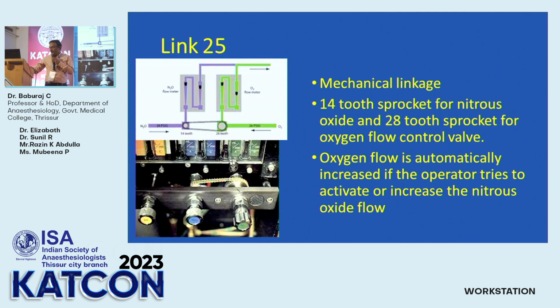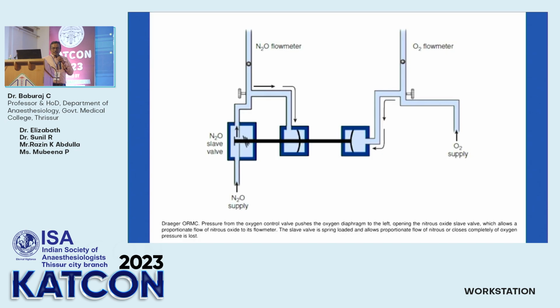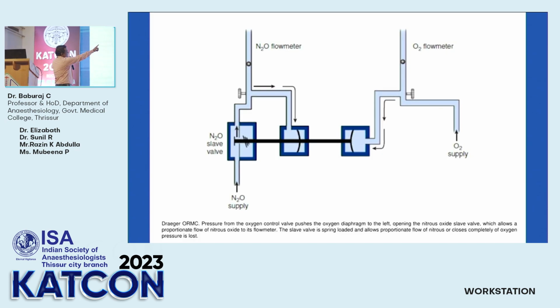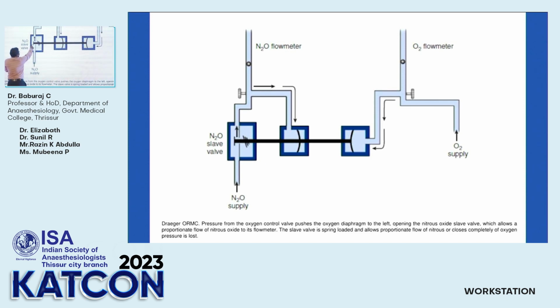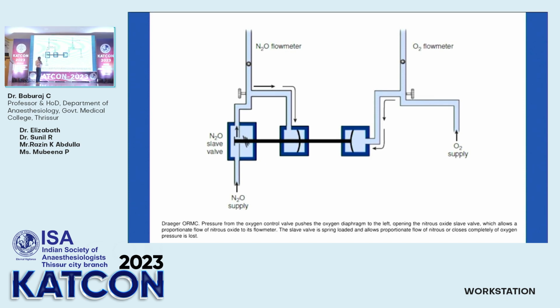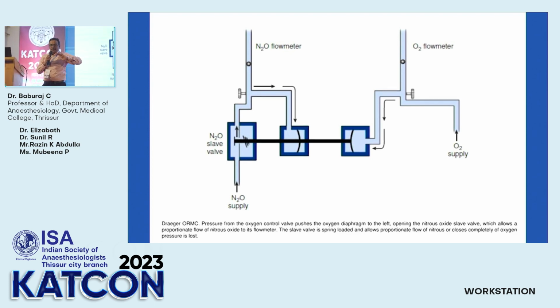I will show you. So this is the pneumatic one. You can see there is some pressure on the oxygen side. It is actually pushing this piston. And when the piston is pushed, the nitrous oxide is able to move up. If there is no oxygen pressure, nitrous oxide cannot enter the flow meter. So this is the difference.